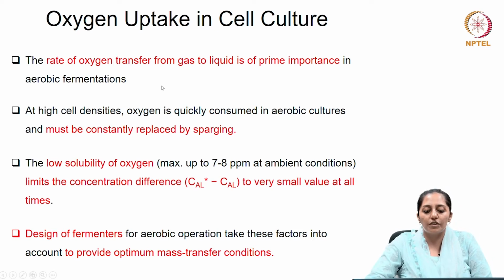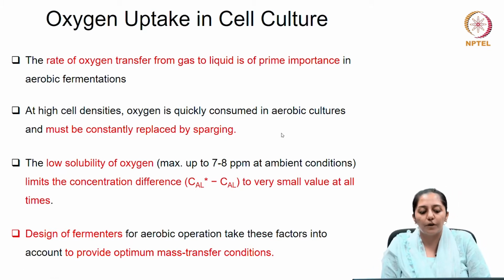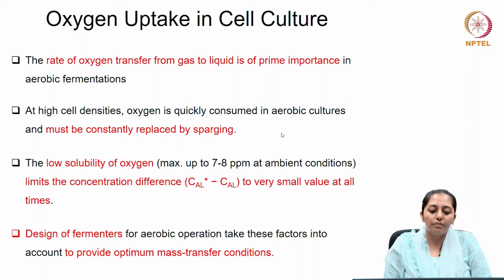So the rate of oxygen transfer from gas to the liquid, we have now understood, is of prime importance in aerobic fermentations, and at high cell densities the oxygen gets very quickly consumed in aerobic cultures and therefore must be constantly replaced by sparging. Now the limitation is the low solubility of oxygen, which is just nearly 7 to 8 ppm under ambient conditions.